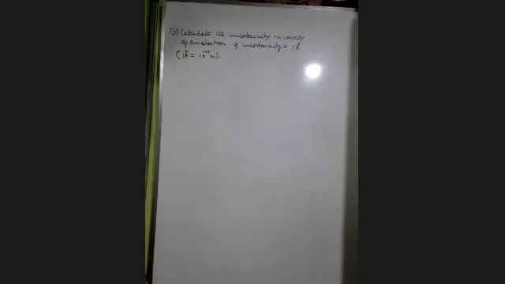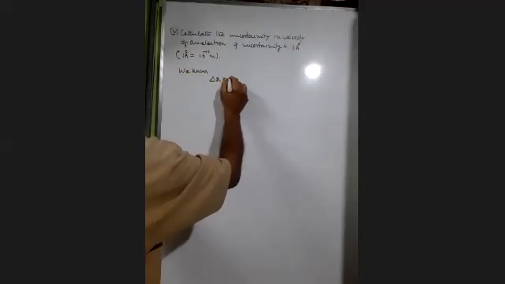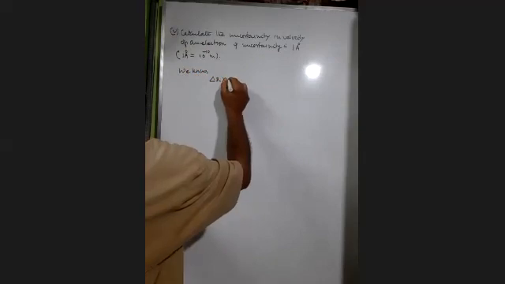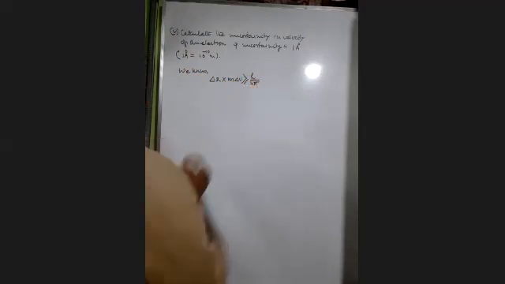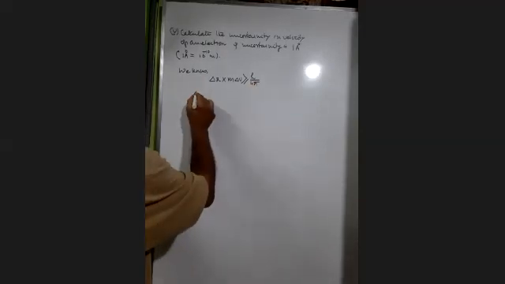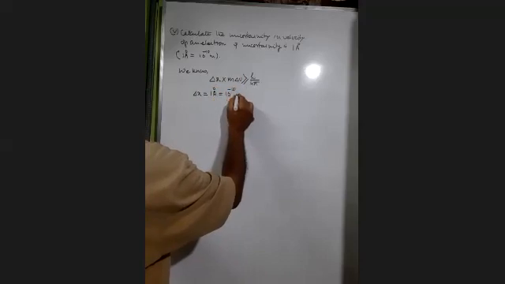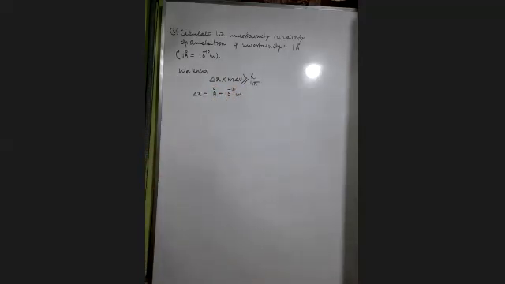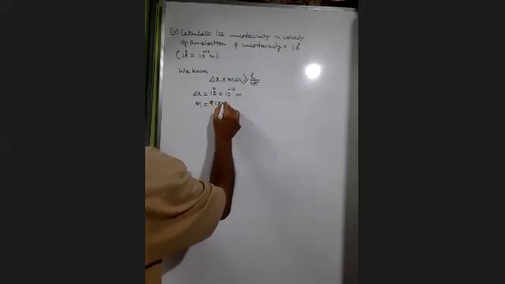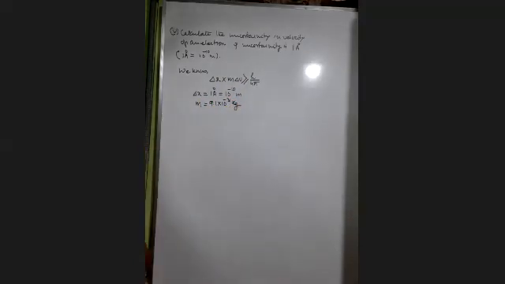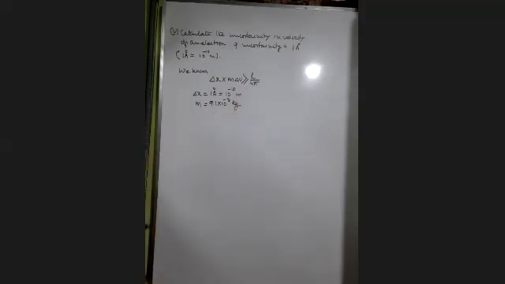So what will we write now here? We know delta x into delta p is equal to h by 4 pi. So what is delta x? Delta x is 1 angstrom, equal to 10 to the power minus 10. Mass of the electron, you know, is 9.1 into 10 to the power minus 31 kg. If this comes in centimeter, then you have to write it in gram. Okay.